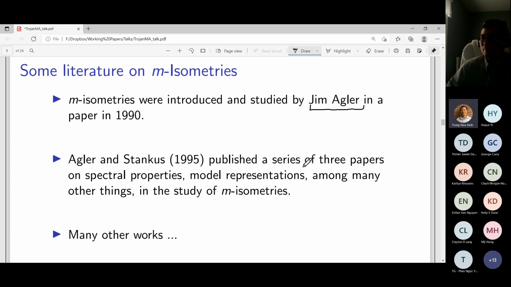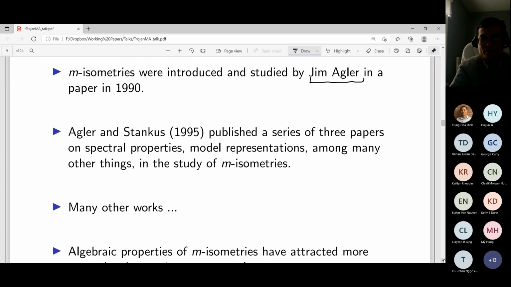I think Jim Agler is from the University of Washington, right? You mean currently? I think currently he's in San Diego, but what he may have a connection with is that Jim Agler and McCarthy, McCarthy was another well-known operator theorist, and McCarthy is from Washington University in St. Louis. Yep. But yeah, Jim Agler and McCarthy have written several papers together, and they have collaborated with each other a lot. And there are other works on m-isometry as well.